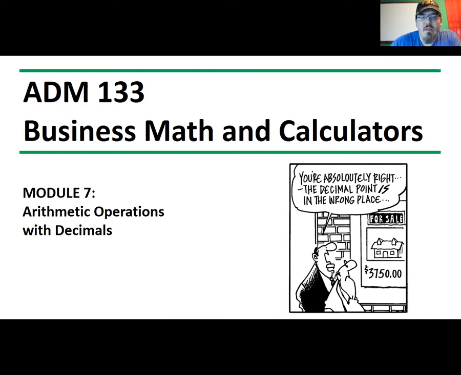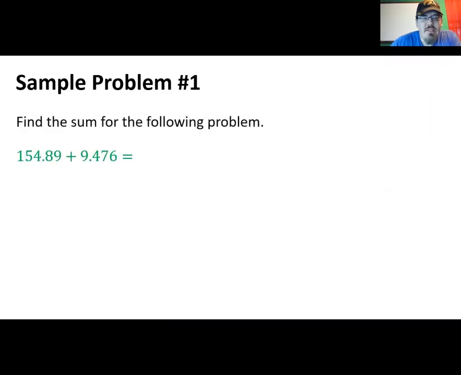All right, so we're going to look at some examples with arithmetic and decimal numbers. So let's go ahead and jump into the first sample problem. The first one involves addition. And basically, when it comes to adding decimal numbers, it's very similar to what you do when we're dealing with whole numbers. The only catch is worrying about the decimal point.